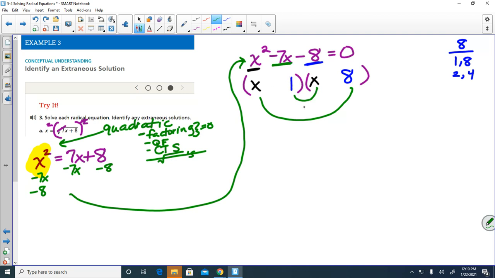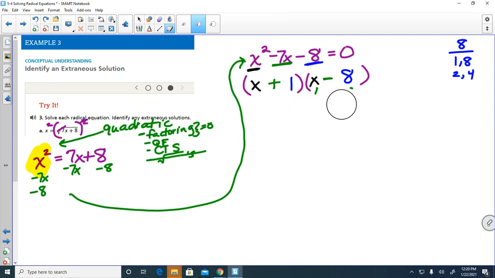So let's see, 1 times x is 1x, 8 times x is 8x. If I keep the 8 negative and the 1 positive, that will give me a negative 7. So I have a plus 1 here, minus 8 there. Let me erase the scratch work for figuring out my factoring. And then always, always, always, because we're solving, bring down the equal 0.